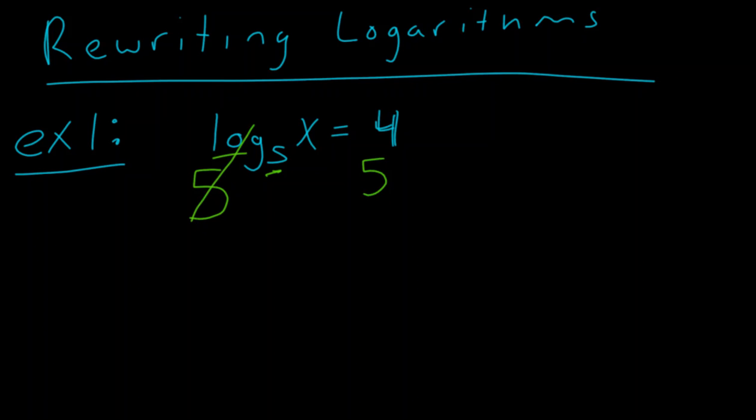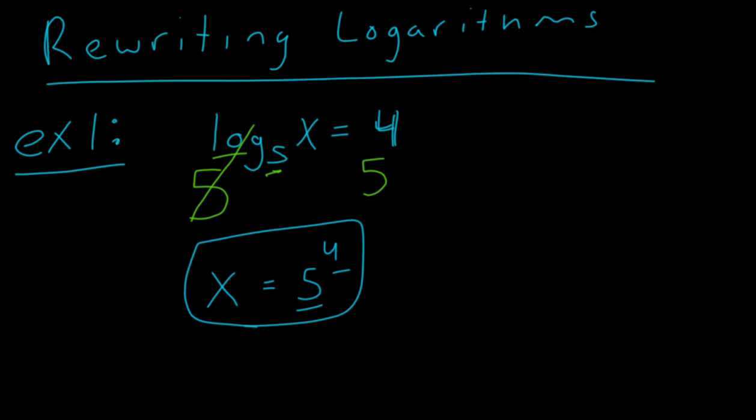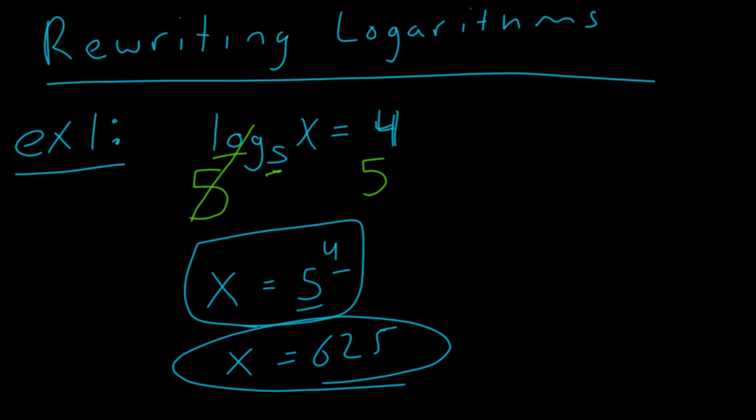So what does this really look like below here? Well, it looks like this. X is equal to 5 to the power of 4. And we've now rewritten this in exponential form. By the way, if you can solve this further, you should. 5 to the power of 4 would be 625. That would be the final answer, but I put most of the answers like this just to get you into that form. Okay, let's go ahead and try another one.